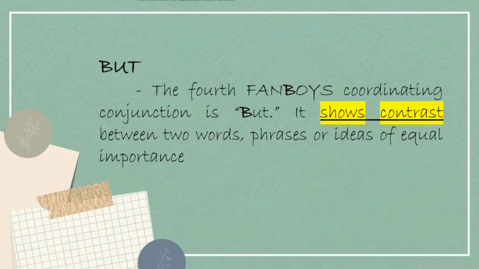Okay, and then the last one for my part would be the word but. The fourth fanboys coordinating conjunction is but. It shows contrast between two words, phrases, or ideas of equal importance. So, if you may have remembered, for the word nor, both the sentences that it connects are negatives. But for but, it shows contrast. That means that if one sentence is negative, the other one should be positive.